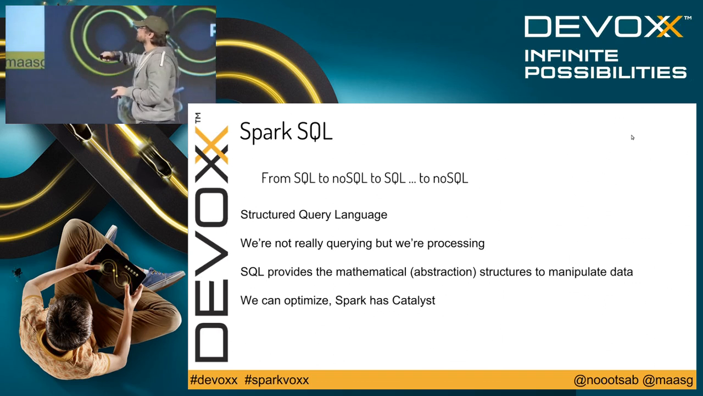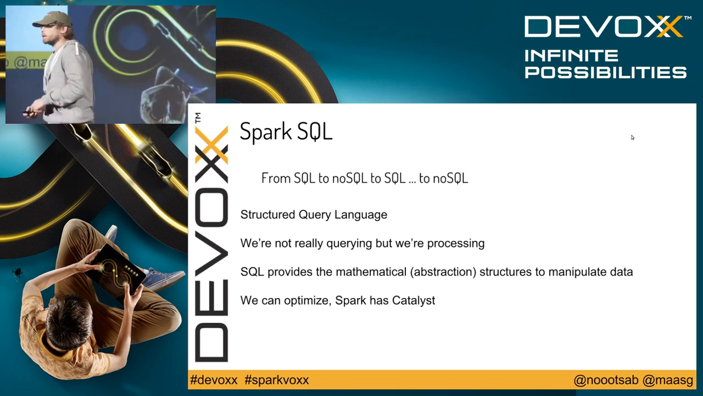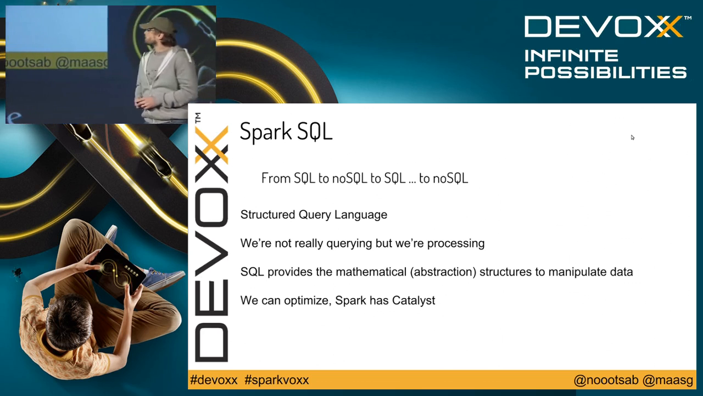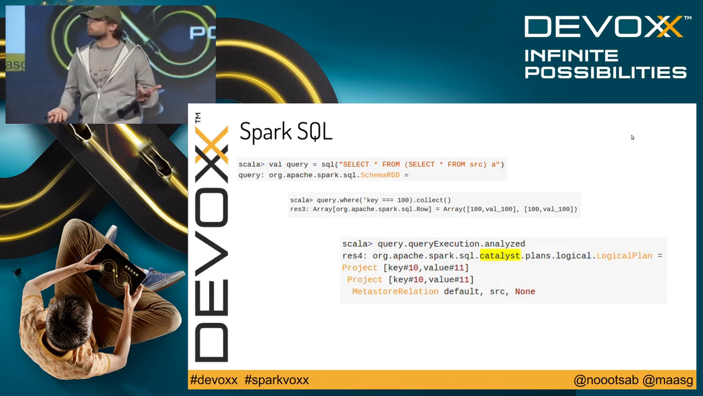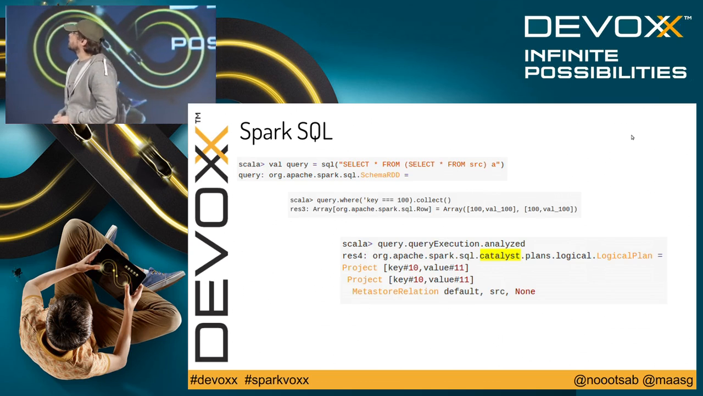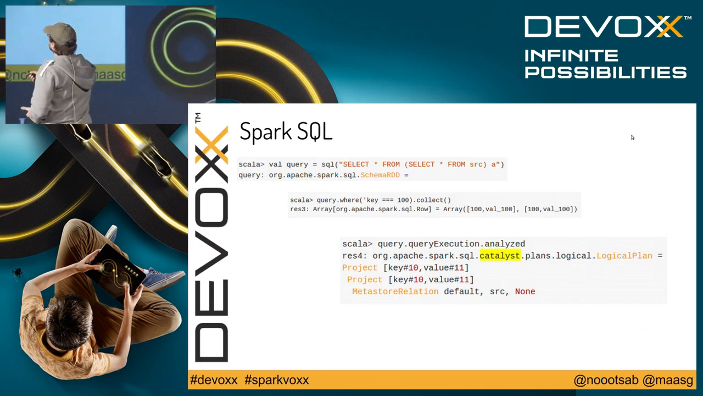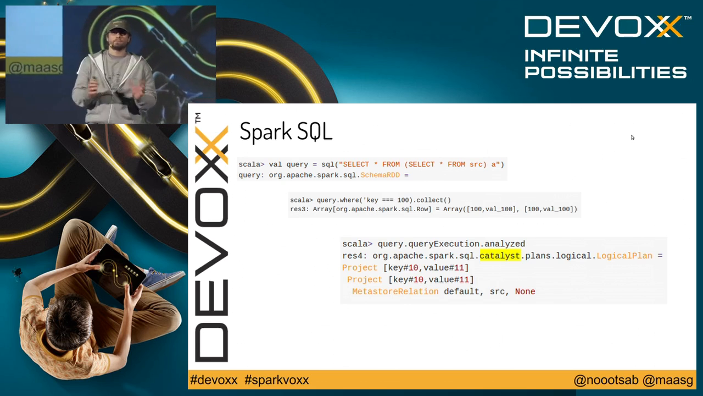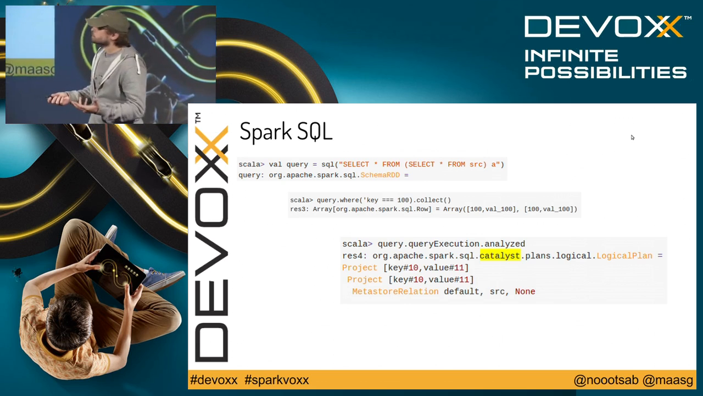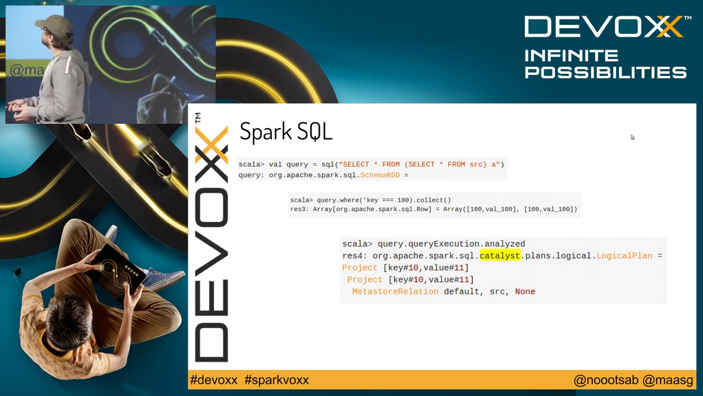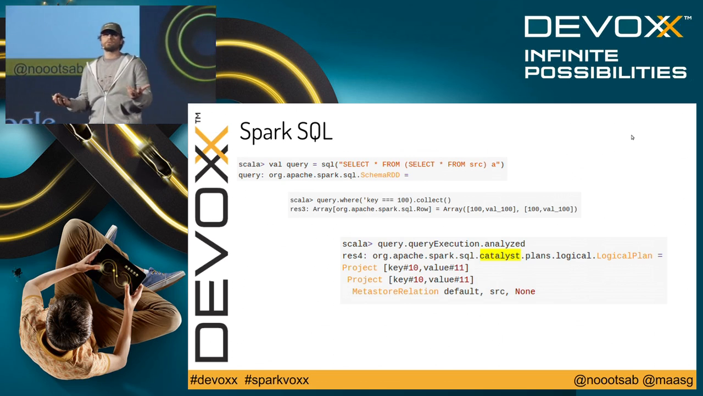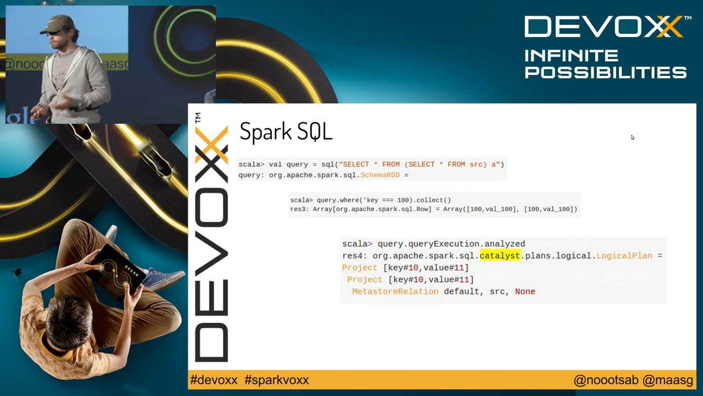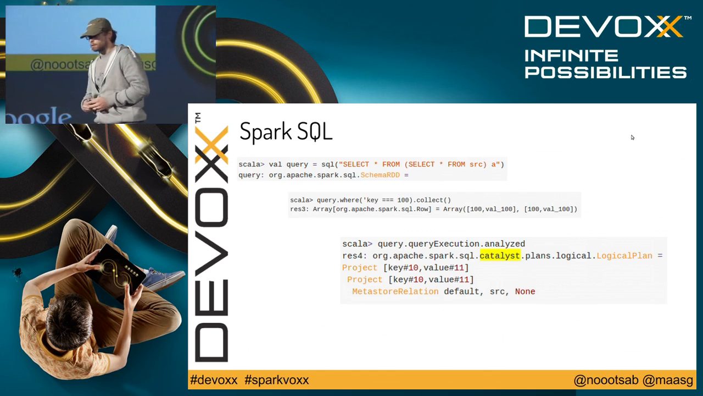Okay, so this is from SQL, NoSQL to SQL, NoSQL. And the last one is NoSQL at all. Okay, so some code, right? What we can do, we apply a SQL, select star from source, and I name it A. We can register RDDs to the Spark context, and they will be seen as tables. So we can query that, do like this.